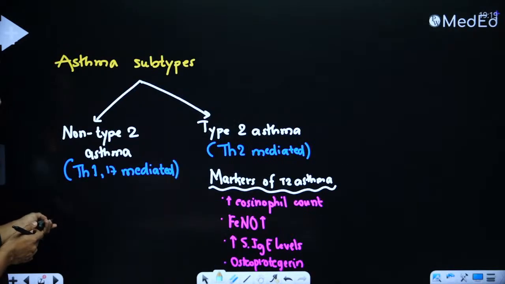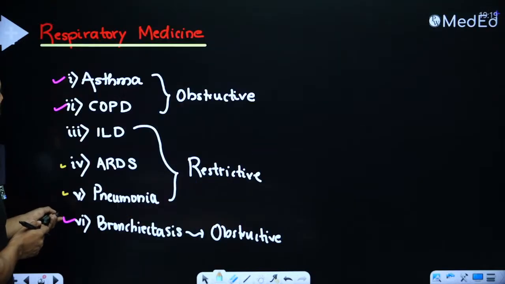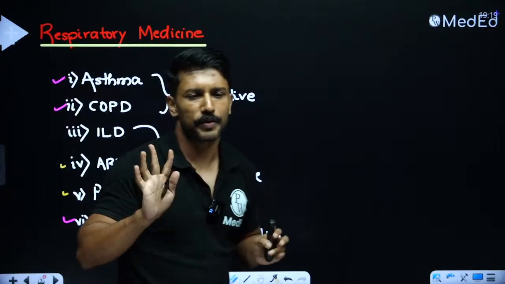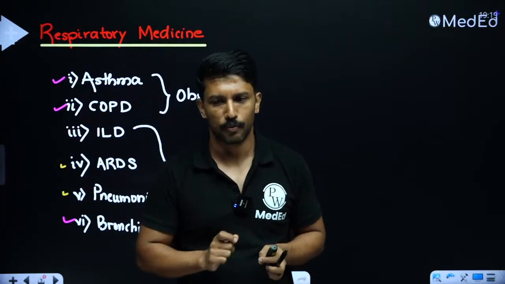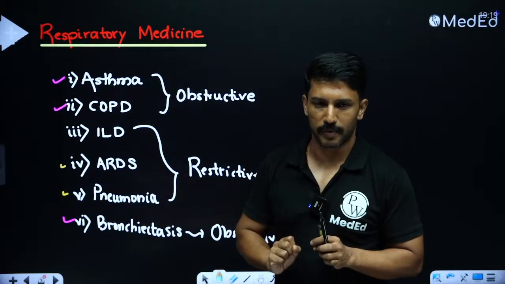So I'll just give you a quick summary before we sign out for the day. So whenever we are dealing with respiratory medicine clinically oriented questions, most of the questions will have cough and shortness of breath as a standard symptom. There may be some additional symptoms which will help you to diagnose. For example, if it is asthma or COPD, wheezing may be mentioned.